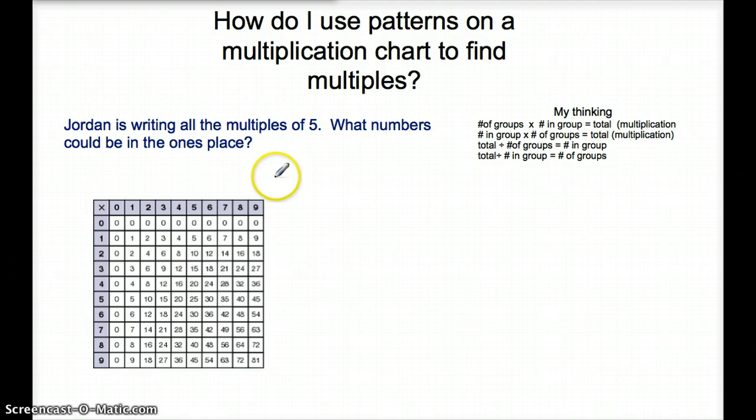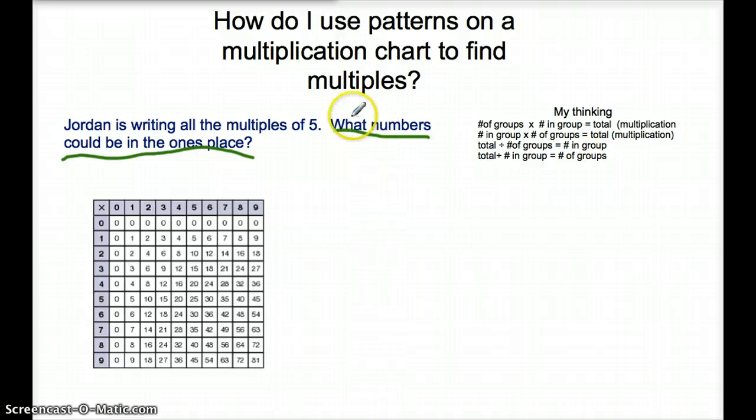Okay, so I'm going to read it again. I'm going to think about who and what. Jordan is writing all the multiples of 5. What numbers could be in the ones place? Okay, so who is Jordan, and what is Jordan doing? Writing all the multiples of 5. Okay, let me go to our question. What numbers could be in the ones place?